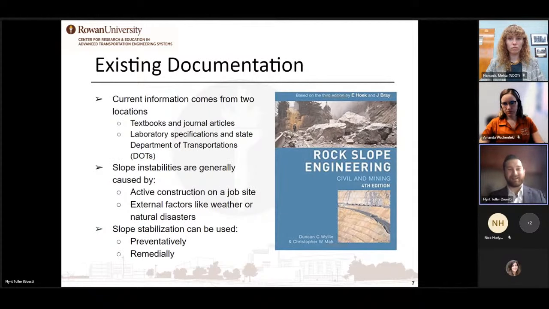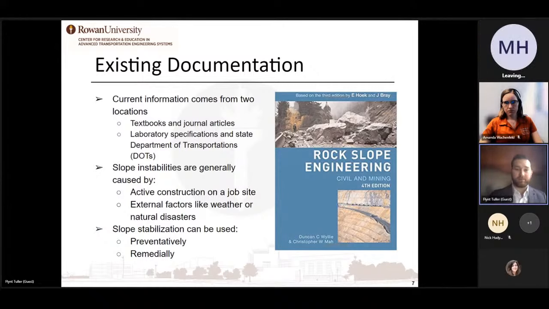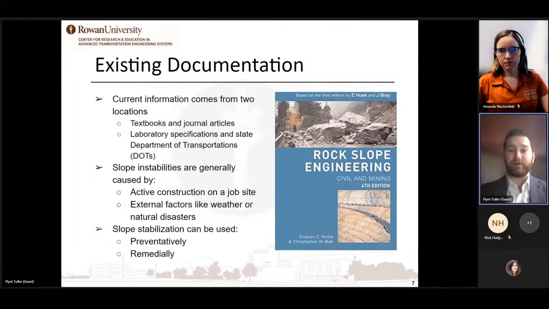Moving into the existing documentation. Currently, rock slope stabilization and the information about it comes from two main locations. The first is academia. You have your textbooks and your journal articles. And then the other, more of the specification side, you have your laboratory specifications, and then different state DOTs will have different published specifications as well. A couple of federal sources, but not many.